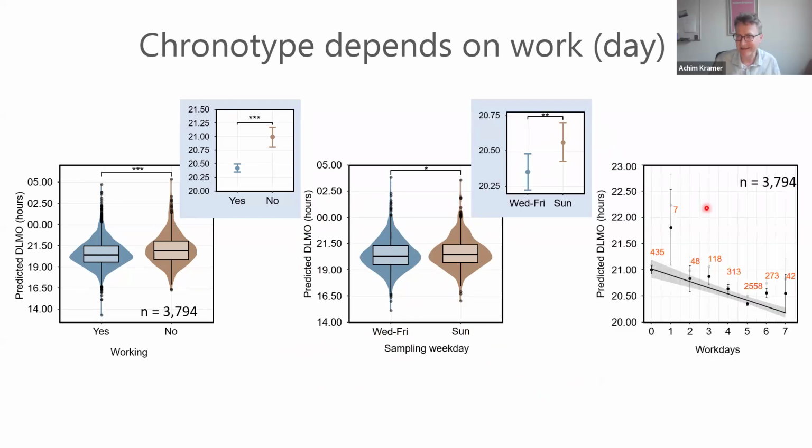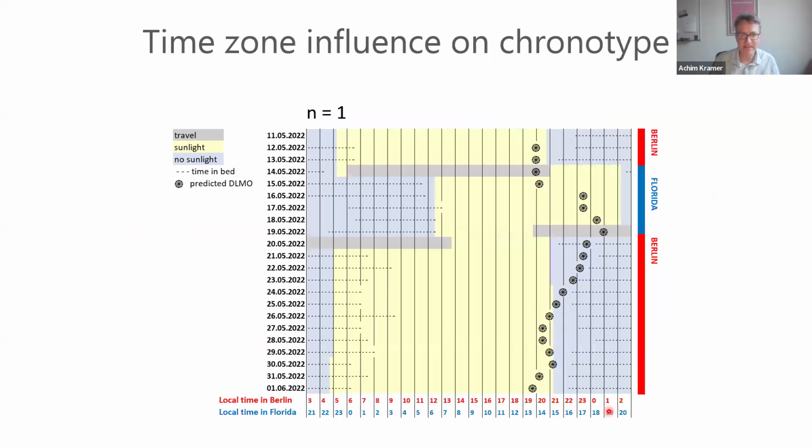And intriguingly, if you plot the number of work days against our phase prediction, you see that people who are not working have later chronotypes, and it's almost linearly dependent. And of course we have the most people working 5 days a week, and there's a clear dependence on the number of working days, meaning that chronotype is plastic and not rigid.